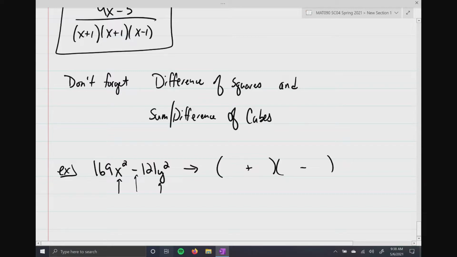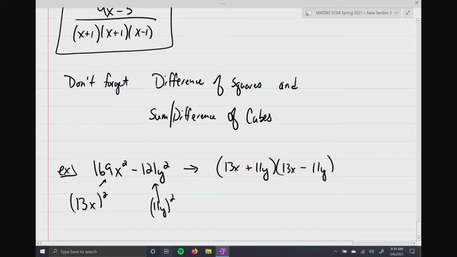The only thing I need to worry about, what are the terms? Well, what number squared gives you 169? Does anybody remember? 13. So that's going to be 13 squared. And what number squared gives you 121? 11. Good. Actually, I don't need the squares there because I wanted to do this. So this is going to be 13x plus 11y and then 13x minus 11y. And that's it. That's as hard as that got.